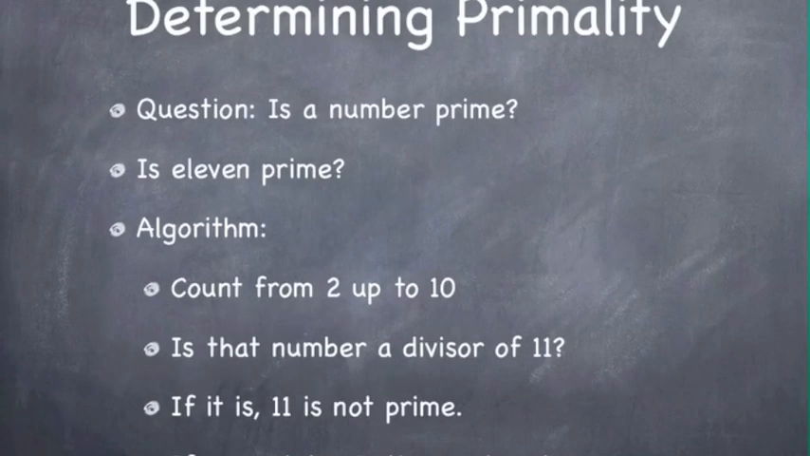An interesting question is, how do we determine if a number is prime? Is 11 prime? Well, you can pretty much figure out in your head that 11 is prime, but here's an algorithm for how to make sure. You start counting from 2 up to 10, and if that number that you've counted to is a divisor of 11, then 11's not prime. Because if any number from 2 to 10 is an even divisor of 11, then it can't be prime. If we get all the way to 10, then 11 is prime.